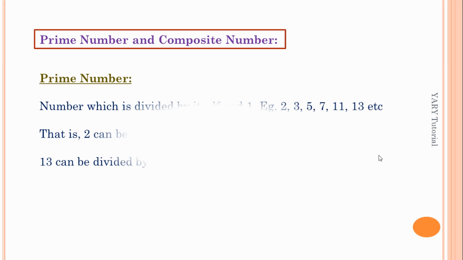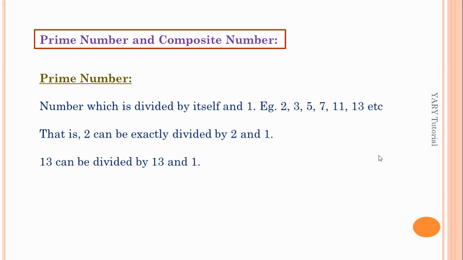A prime number is a number which is divided by itself and 1. It means it should be exactly divided by the same number and 1. For example, 2, 3, 5, 7, 11, 13, etc. are all prime numbers.